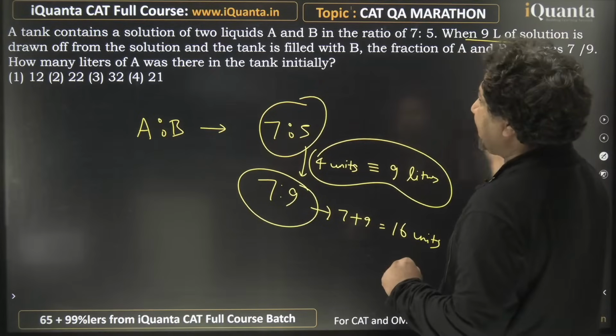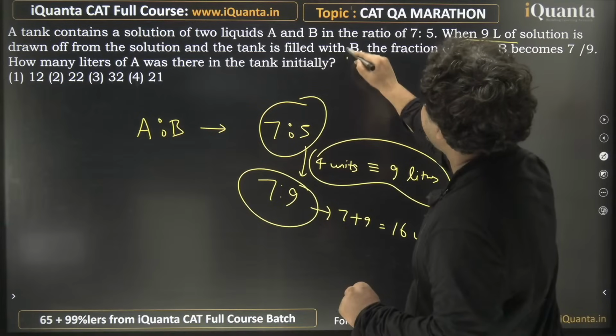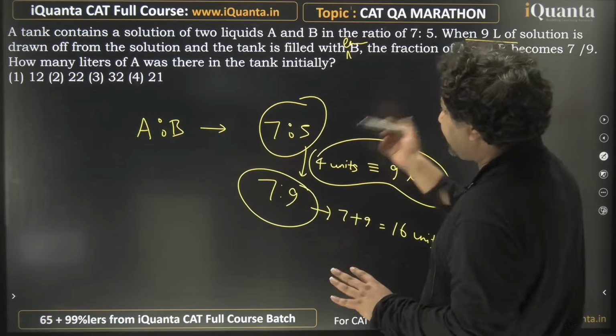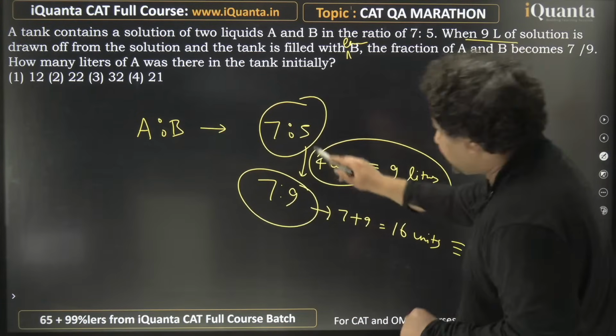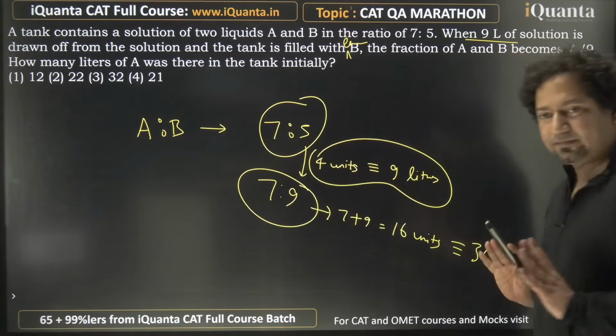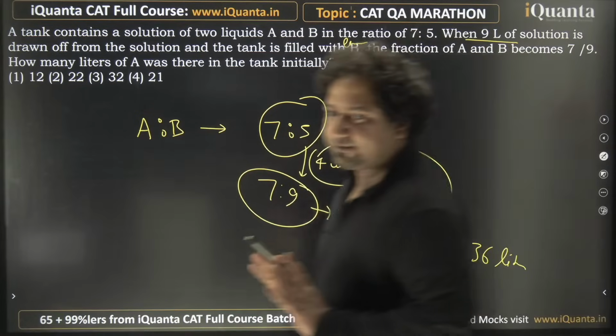And the moment 9 liters, ये कहाँ लिखा 9 liter? शायद typo है. Tank is filled with equal quantity of B. Okay, that is the typo. So फिर से अगर मैंने B fill कर दिया, how much? 9 liters. So this has increased by 4 units. So this 4 units corresponds to 9 liters. That is fine to all of you? That is fine, right?